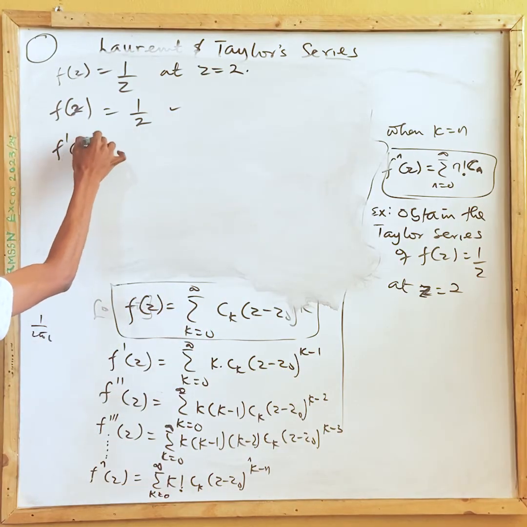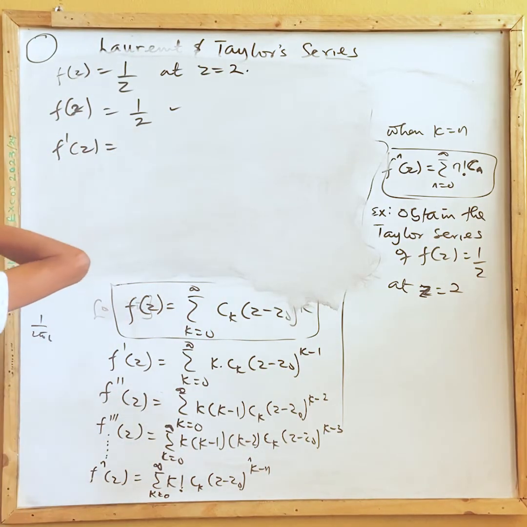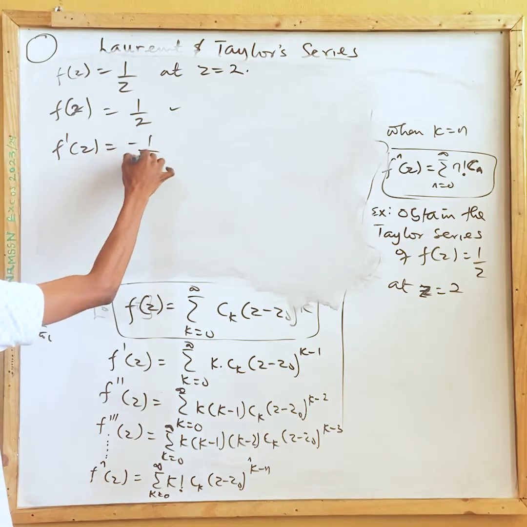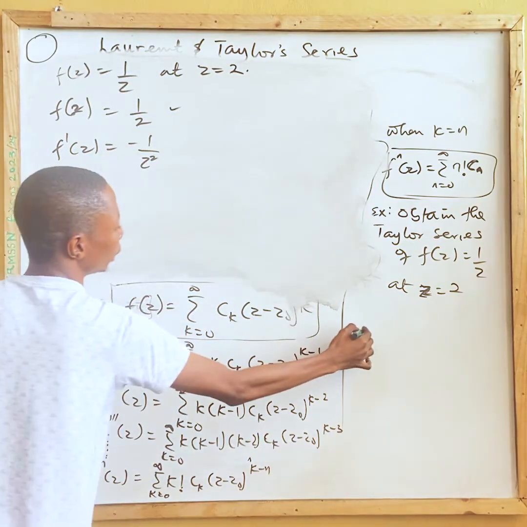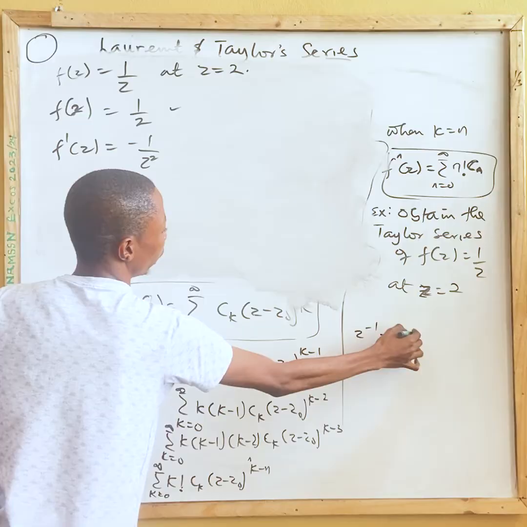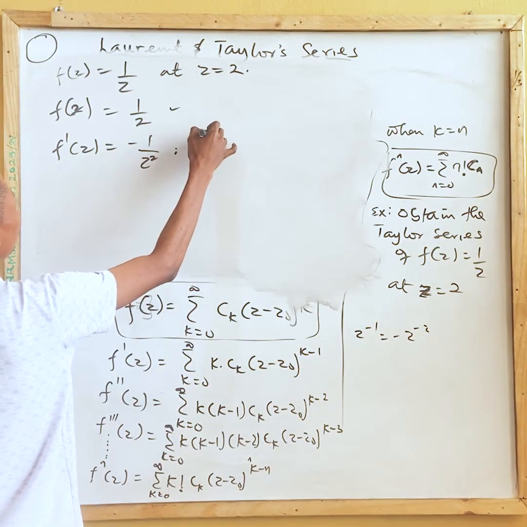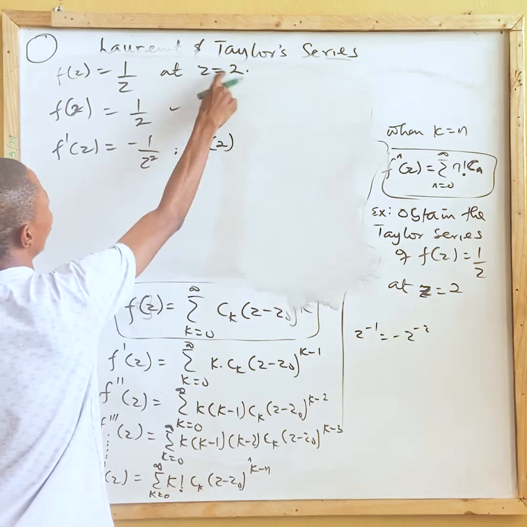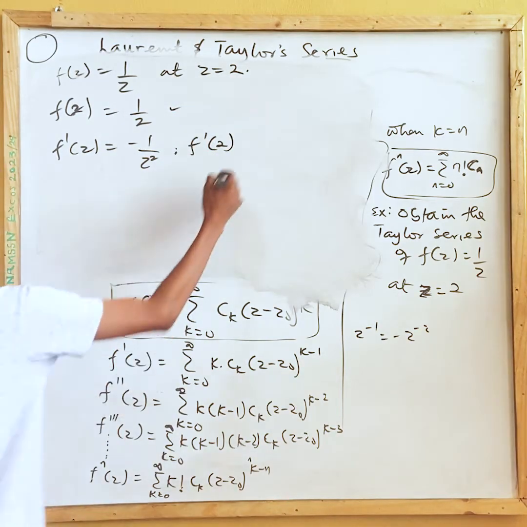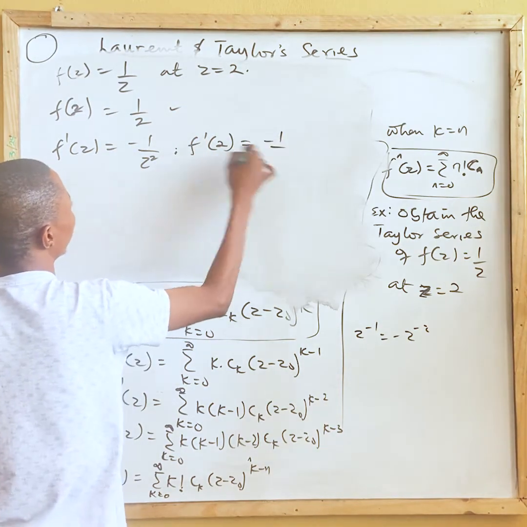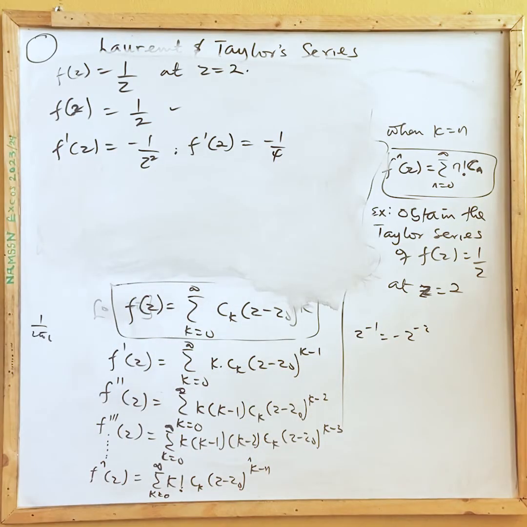So what is f prime of z? If I differentiate 1 over z, that's minus 1 over z squared. We are differentiating z raised to minus 1, that will be minus z to the minus 2. And then what is f prime of 2? Because we are expanding at z equals 2, that will be minus 1 over 2 squared, that's minus 1 over 4.